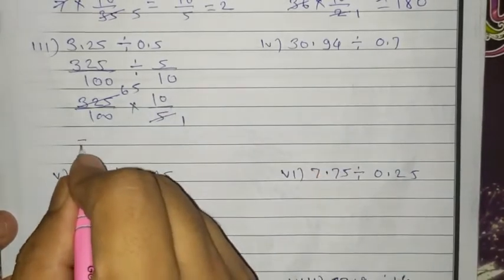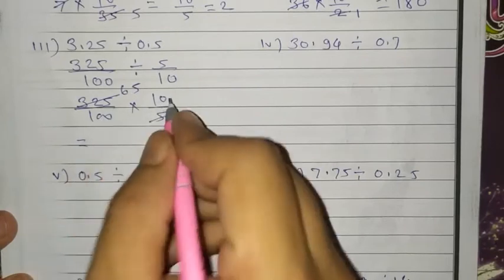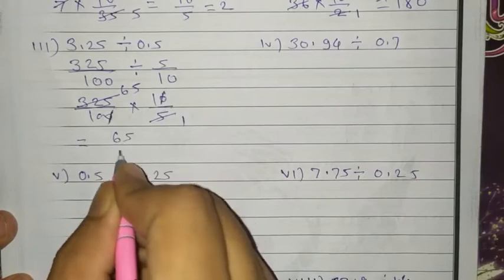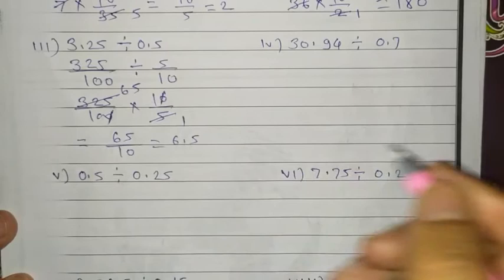So here you check 65 is remaining and here 10 is there, 100, so you can cut that 0. So upside then only 65 and downside only 10. So our answer is 6.5.